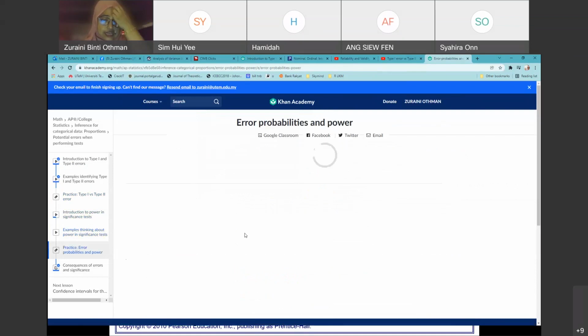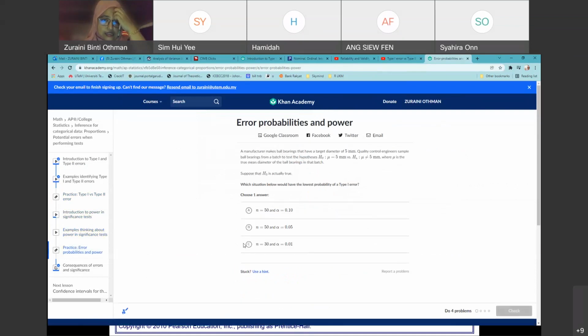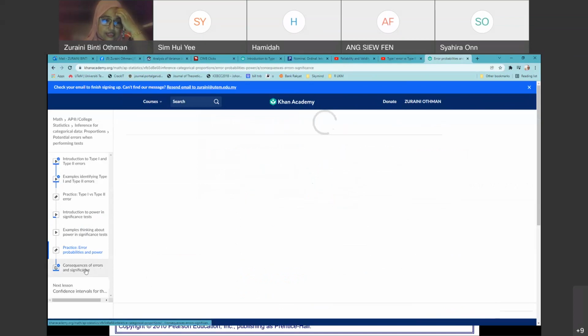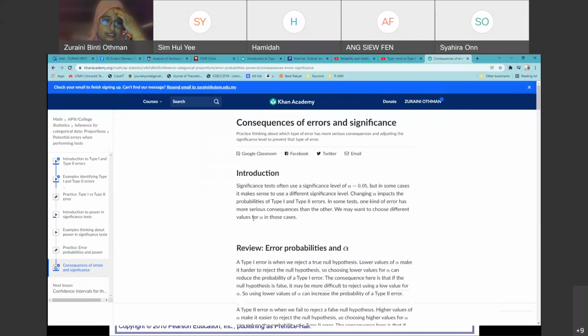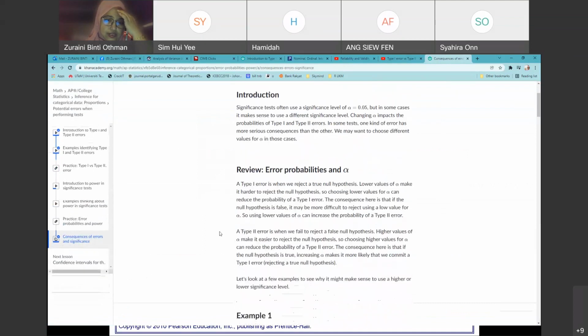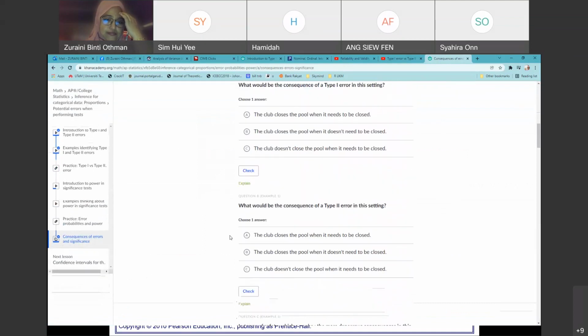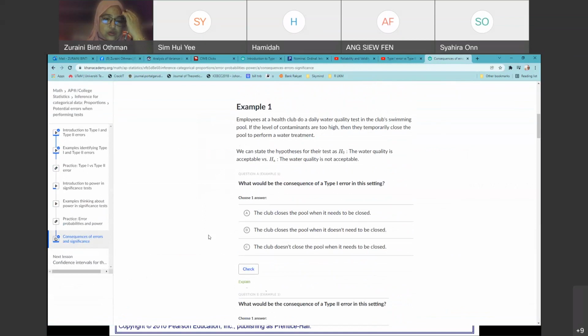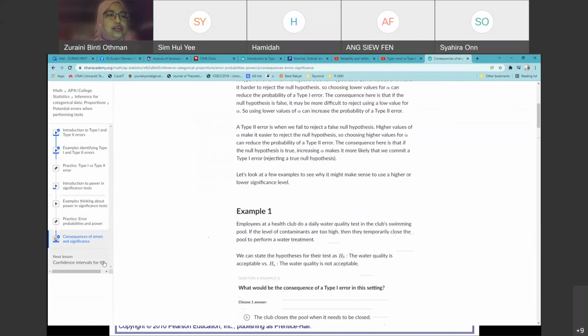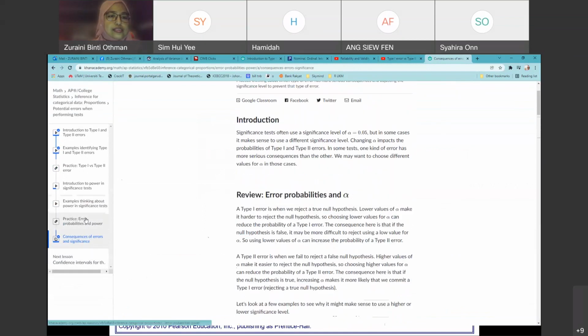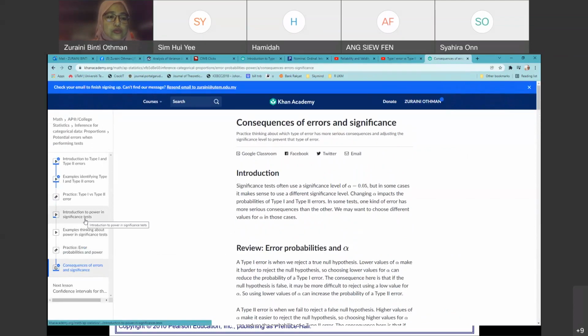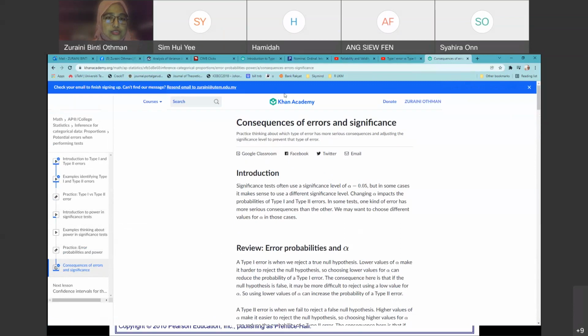You may try this practice after this. And lastly is the consequence of errors and significance. What does this mean? Okay, this is the review and this is the example. Then you may check your answer. Okay, this is one type of source that we may use in our study. I hope it will help you while you are studying.